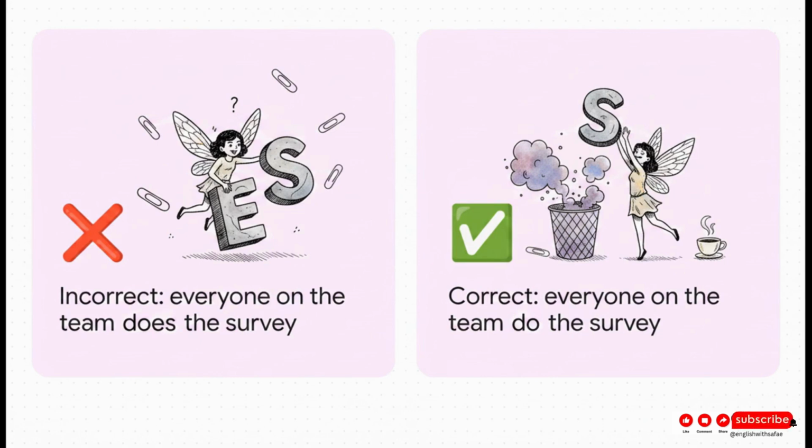professional writing. The incorrect phrasing would be, our suggestion is that everyone on the team does the survey. Because suggestion is a trigger word, the correct phrasing drops the es, making it everyone on the team do the survey. Similarly, she recommended that each student takes a note actually becomes each student take a note. It might look slightly unusual to us at first, but it is grammatically flawless.